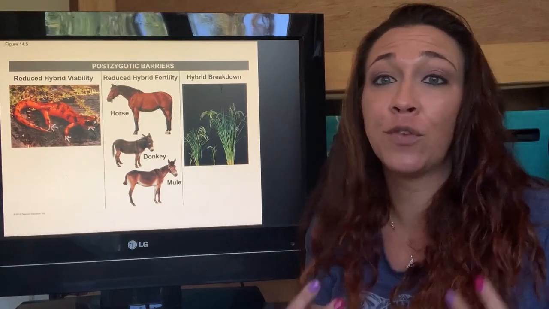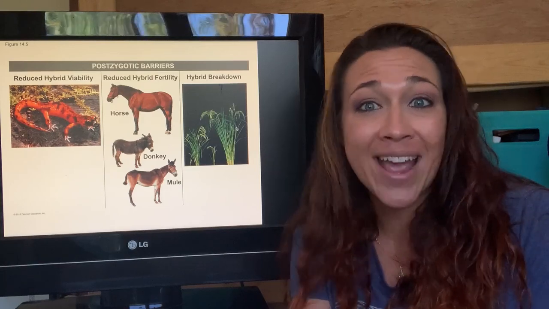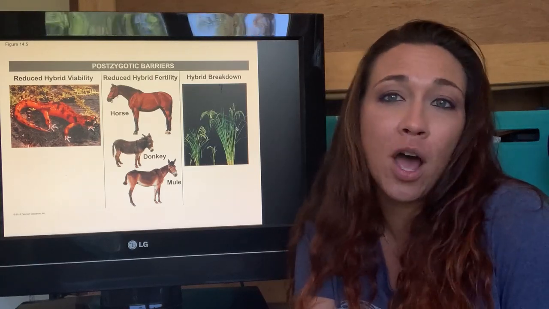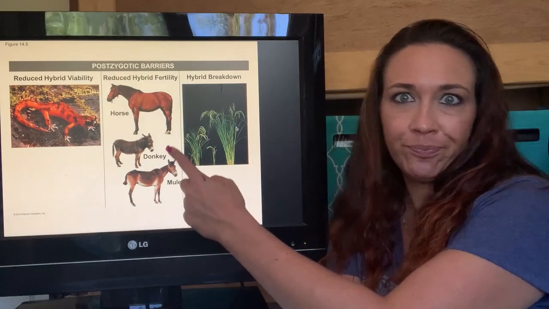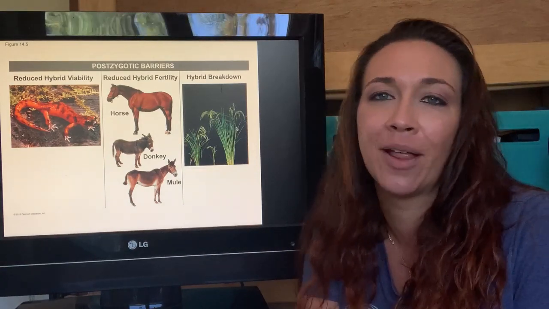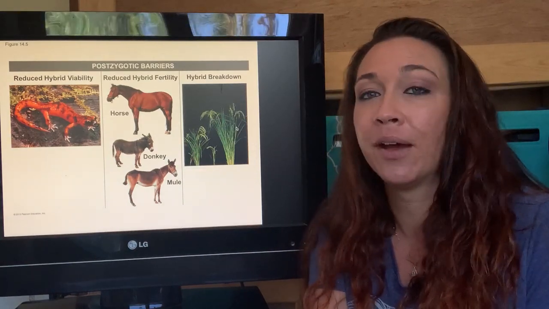We really have to be in perfect balance to be able to survive and to be able to have offspring. And if we're out of balance in any way, meaning sometimes it's just our DNA that's out of balance, we're not going to be able to have those offspring.